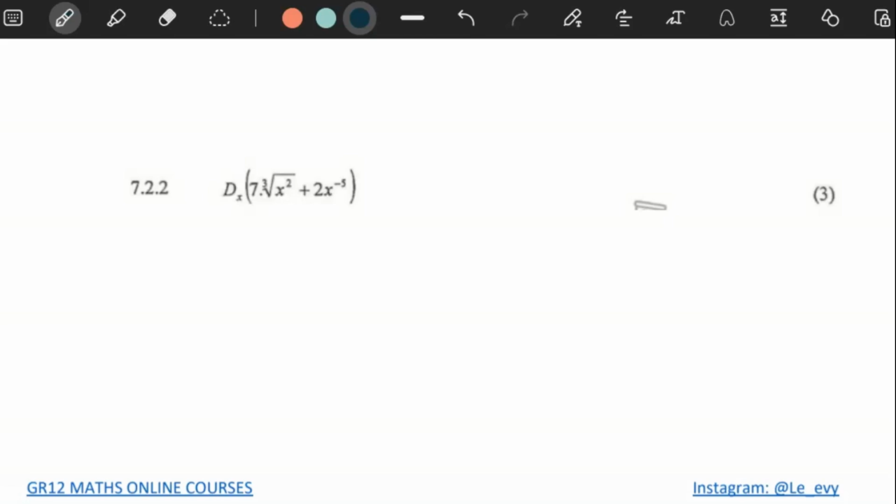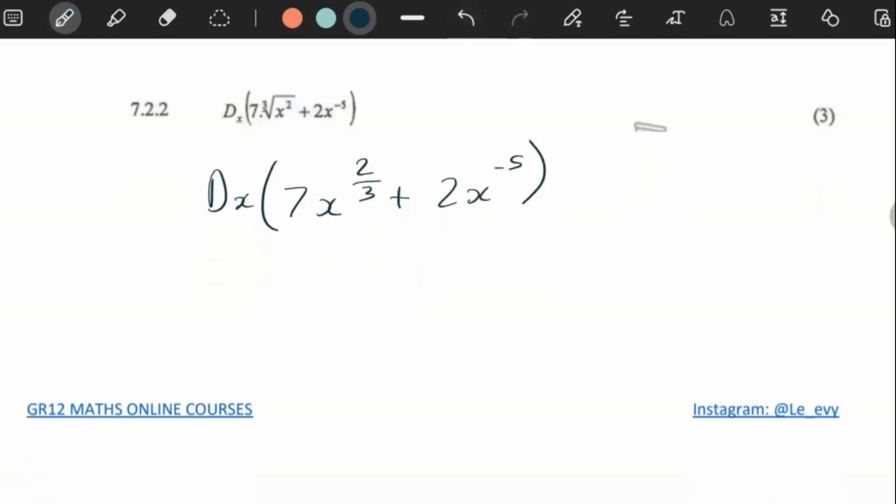7.2.2. If you're going to differentiate this, you need to write it in a different format. First and foremost, the cube root of x squared. This is how you can rewrite it. The 3 has to go under the 2 there. And then you have the power of negative 5 as your exponent. Now we can differentiate, you see.